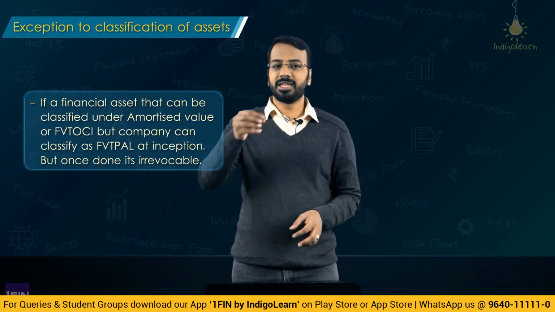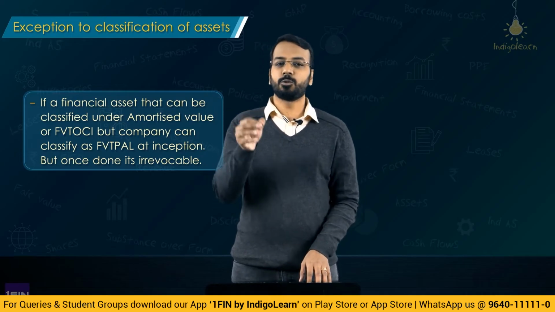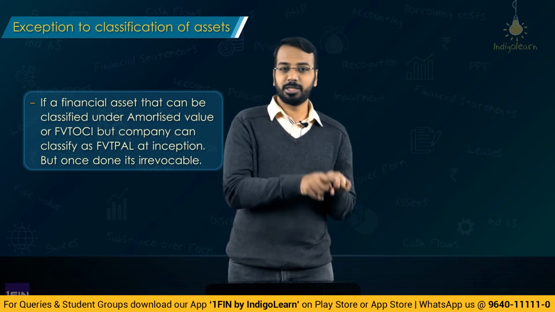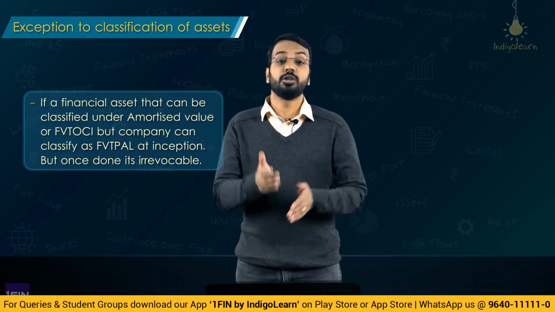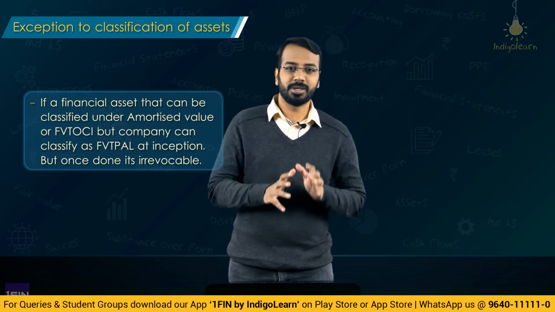So, say for example, if there is a financial asset which can be classified as fair value through OCI and the entity chooses to measure it at FVTPL, can it do so? Yes, it can do so, but it is an irrevocable option. Means once you have taken that choice, you cannot change the choice again, and it has to be done by instrument basis. It is not an accounting policy as such, right?